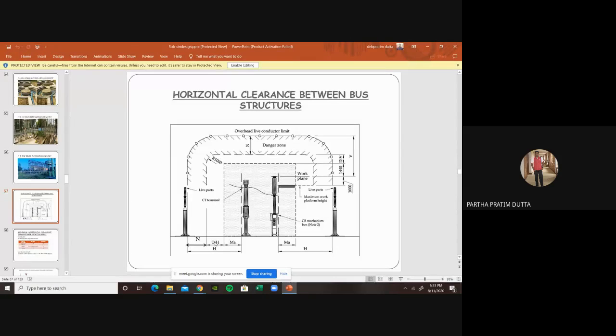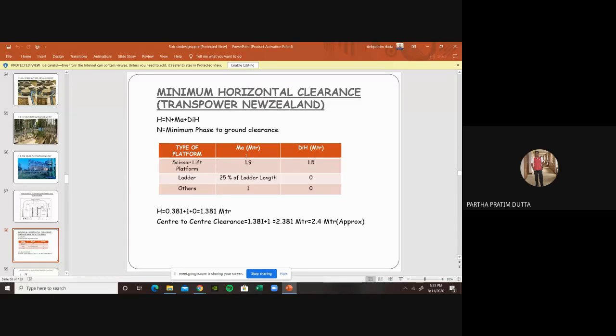DIH we cannot allow. And this is the upper portion, that is N plus DIV and 1440, but basically DIV is not allowed in the upper portion. N plus 1440 we usually consider in case of horizontal clearance, and this we consider in case of vertical clearance. We usually consider N plus 1440 plus DIV, but in horizontal clearance we use N plus MA, not DIH. You will see it in the next portion.